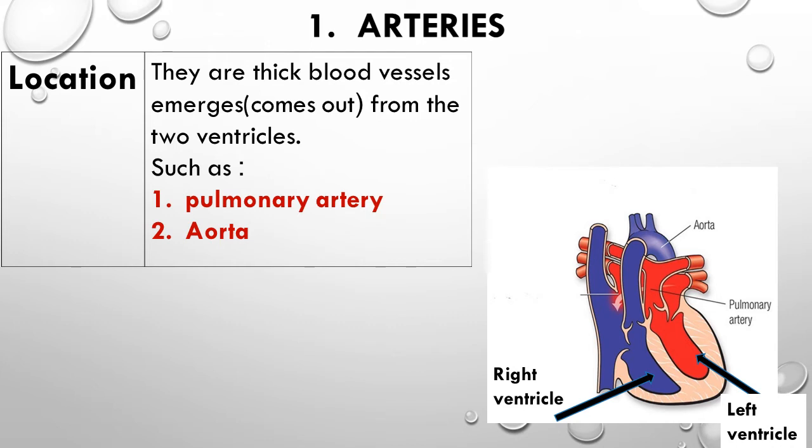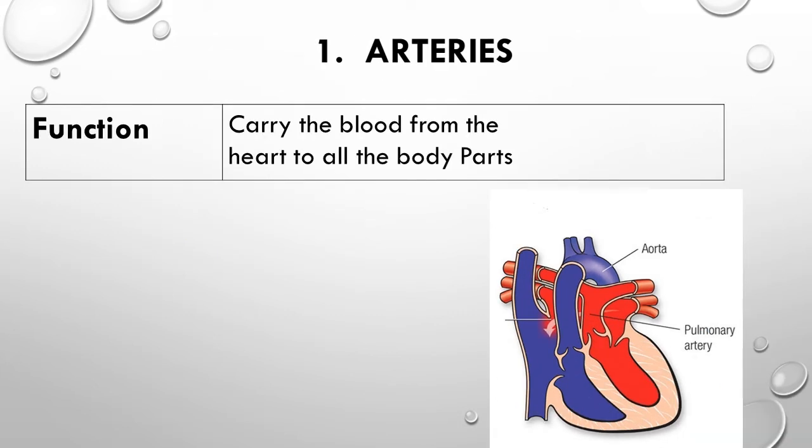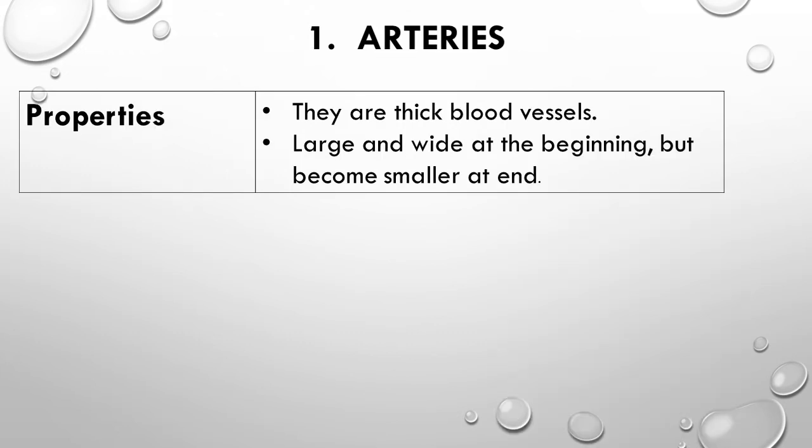So pulmonary artery and aorta are examples of arteries. Pulmonary artery, as you see in the picture, comes out from the right ventricle, and aorta comes out from the left ventricle. Then again, the location of arteries: they are thick blood vessels that emerge from the two ventricles, such as pulmonary artery and aorta. The function of arteries is carrying the blood from the heart to all the body parts.